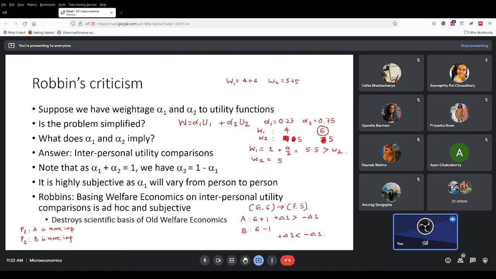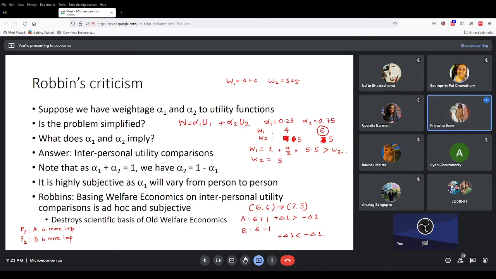So is decision making robust if you are going to make such comparisons? If you are going to say that, look, I'm going to compare between A's gain and B's gain, it is going to become highly subjective. So this is what Robbins had argued: that if you are trying to base welfare, if you are trying to choose between different equilibriums based on comparing utility, this is going to be ad hoc and subjective. You will not have a scientific basis for your decision making.